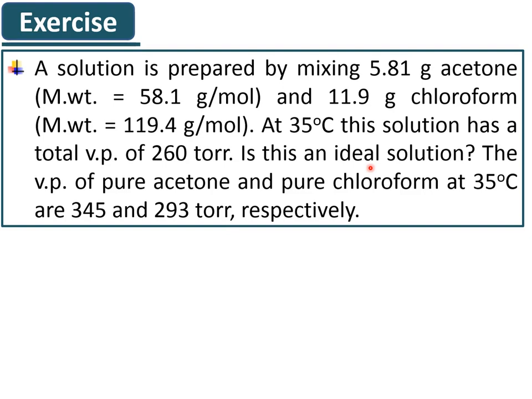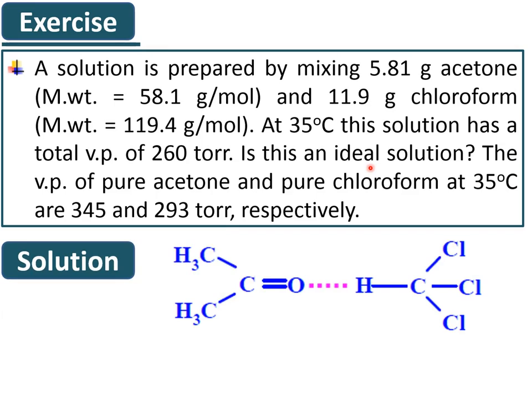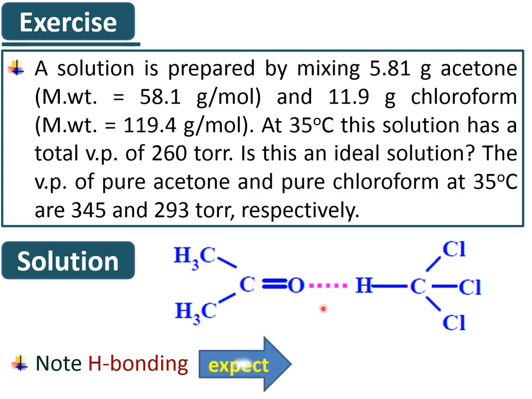So we want to calculate the value of the total pressure according to Raoult's law. How can we calculate this? Actually, the problem here is giving you the vapor pressure of pure acetone and pure chloroform at the same temperature. This is the interaction, and this is hydrogen bonding between acetone and chloroform. So you expect with this hydrogen bonding that we will have a negative deviation. This is an expectation at the beginning, but we did not calculate the value yet.